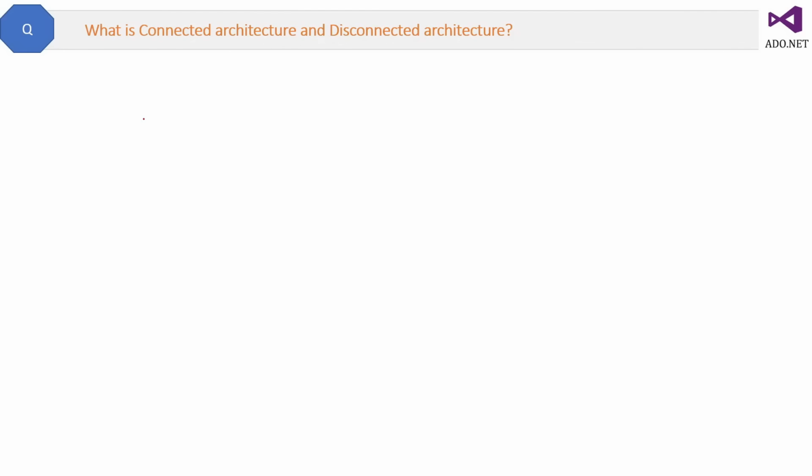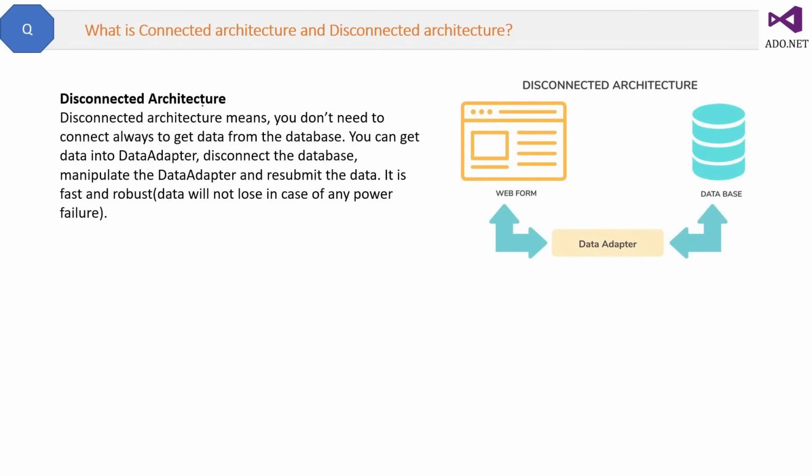What is connected architecture and disconnected architecture? See here, disconnected architecture means you do not need to be connected always to get data from the database. You can get the data into the data adapter, disconnect the database, manipulate the data, and resubmit the data. It is fast and robust. Robust meaning data will not be lost in case of any power failure, connection failure, or anything. Here in the diagram you can see the data adapter working as an intermediary between the database and web forms. So this is disconnected architecture.